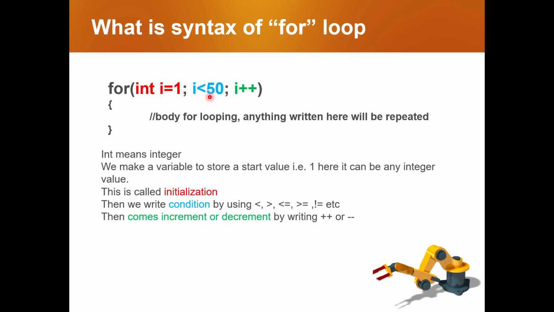The number less than 50 is 49, and integer means either positive or negative whole numbers, and then a semicolon. Then last comes increment or decrement. It's i++ or i--. If I have written i++, it means i = i + 1. If I have written i--, it means i = i - 1. So this green part is called the increment or decrement operator. This middle section is called the condition, and the first one is called initialization.